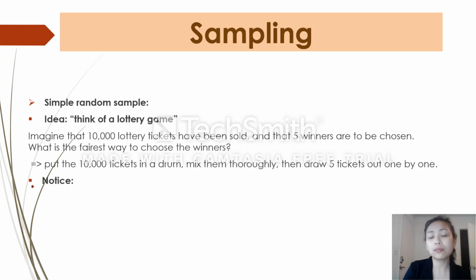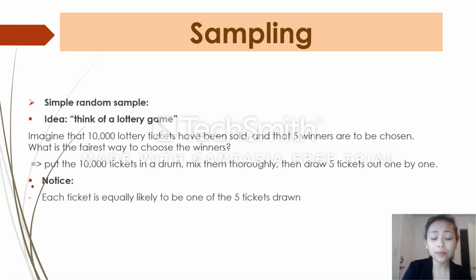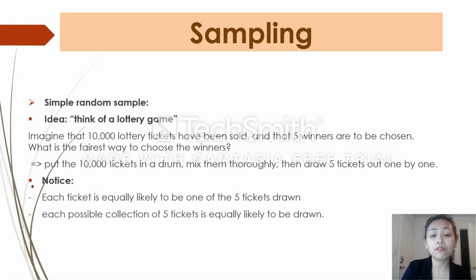So the idea of simple random sample is just the same. Here you see that each ticket is equally likely to be one of the 5 tickets drawn. For example, if I label the 10,000 lottery tickets by number from 1 to 10,000, the probability, the chance of getting ticket number 96 should be the same as the probability, the chance of getting ticket number 102, for example. And one more thing, each possible collection of 5 tickets is equally likely to be drawn.